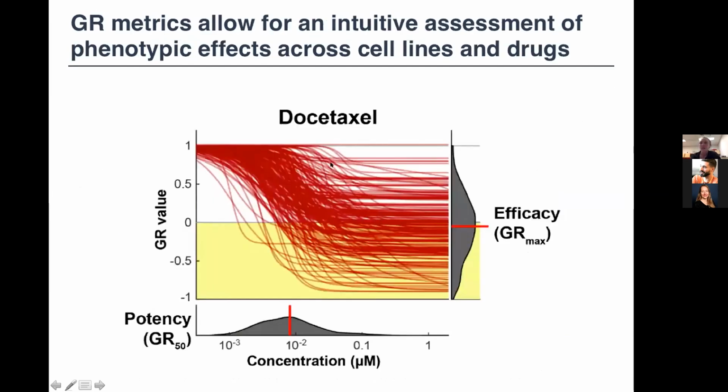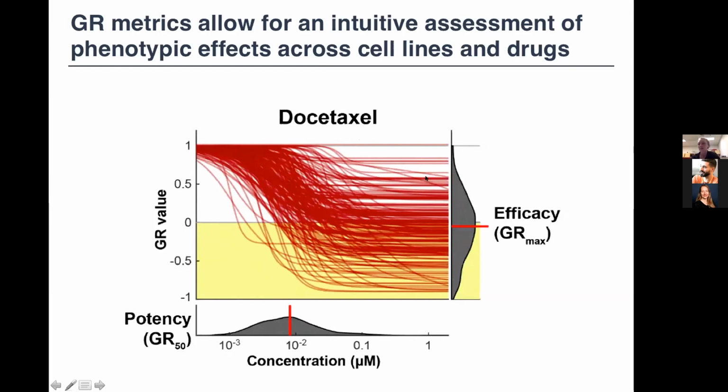So to give you an idea of what some real data look like, this is an example of docetaxel responses across a large panel of breast cancer cell lines. And what you can appreciate here, and I think is quite intuitive and part of what makes GR metrics so attractive, is just that there's a broad range of responses that vary from no effect up at the top to some cytostatic effects to frank toxicity in the more sensitive cell lines.